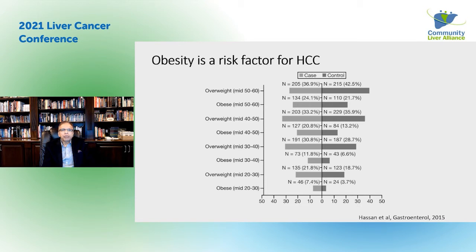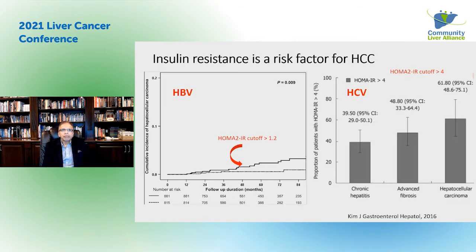Now, how about obesity? This has been shown to be a risk factor of HCC. In this study, there are different age groups, and you can see overweight and obese. If you look at the cases on the left compared to the controls on the right, those with obesity, the bars are much longer compared to the controls, indicating obesity as a risk factor for HCC. Next slide, please.